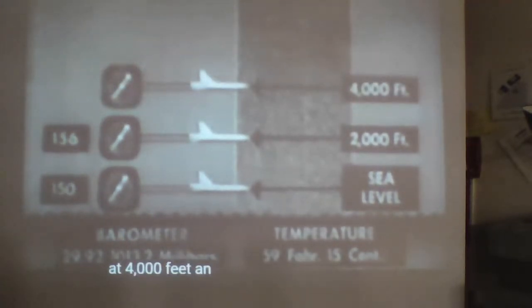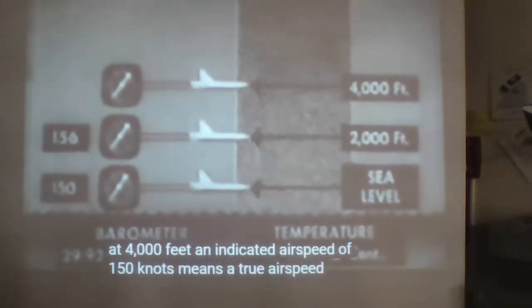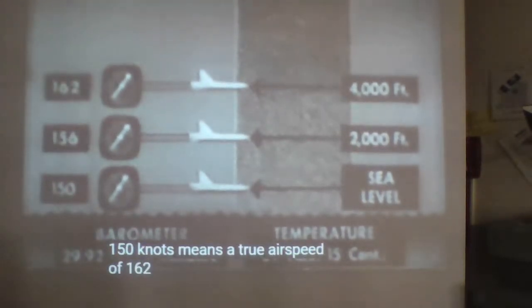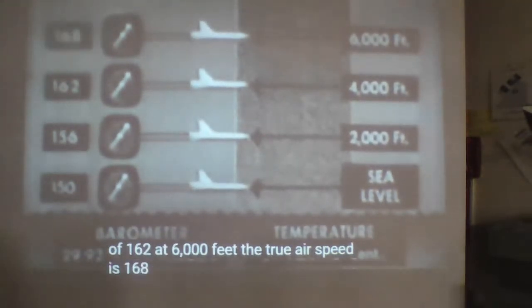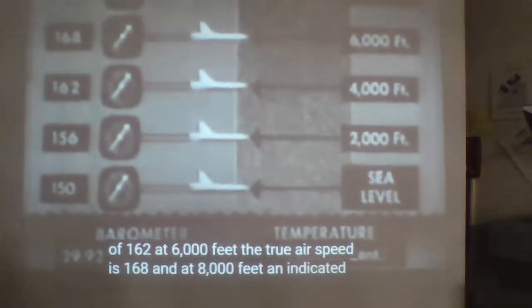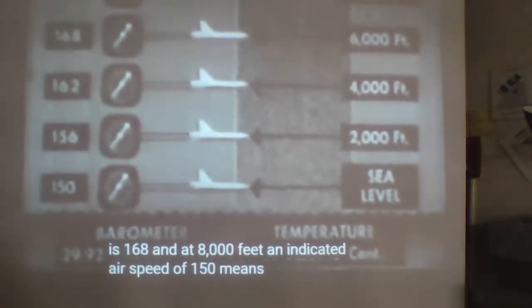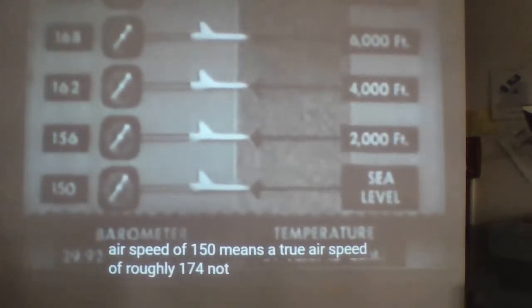At 4,000 feet, an indicated airspeed of 150 knots means a true airspeed of 162. At 6,000 feet, the true airspeed is 168. And at 8,000 feet, an indicated airspeed of 150 means a true airspeed of roughly 174 knots.